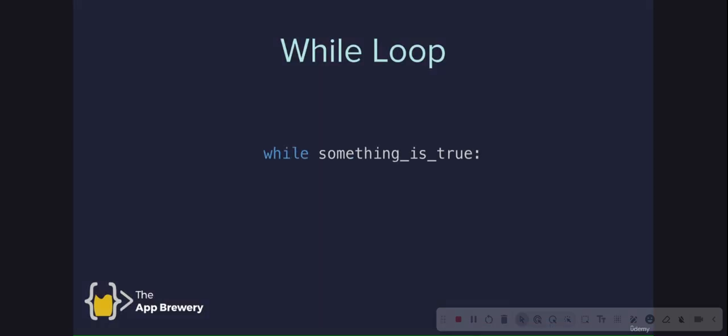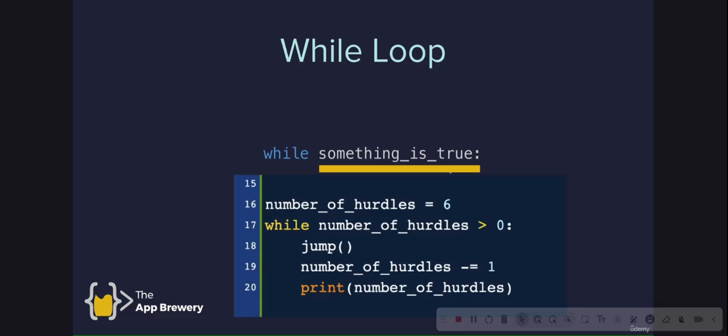This is what the syntax for the while loop looks like. First, we have the while keyword, and then we have some sort of condition that we're going to test. So previously you saw it was number of hurdles being greater than 0.